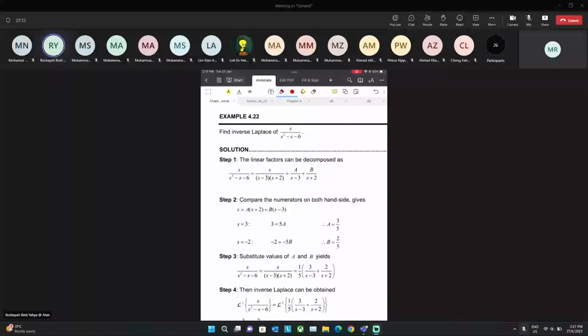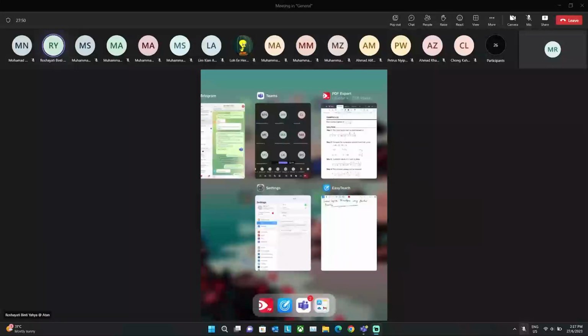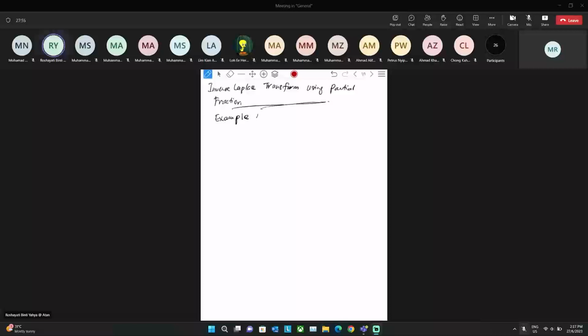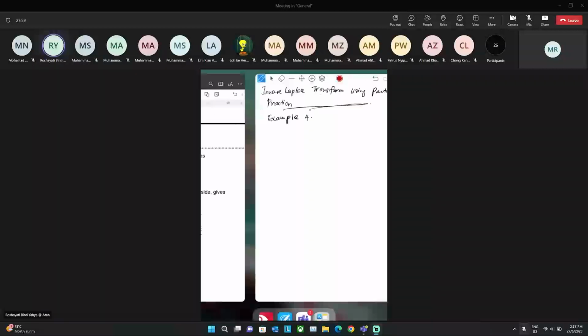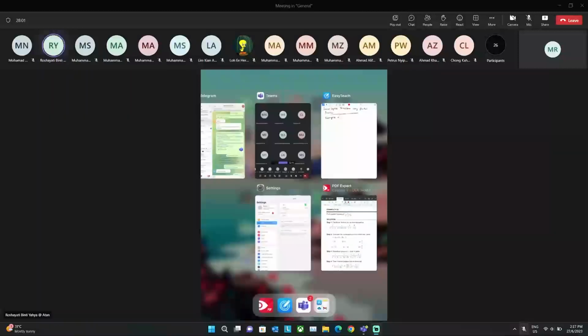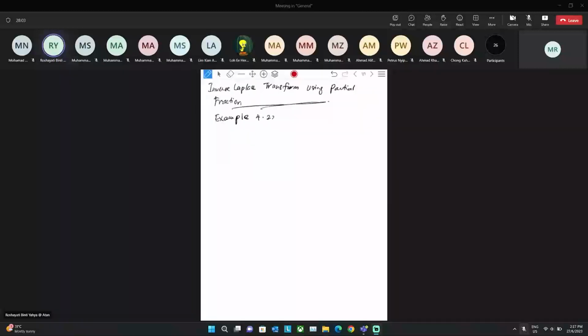If you look at example 4.22, this is quite simple, but do you have pen and paper with you? Let's go for the example. Let's try example 4.22.